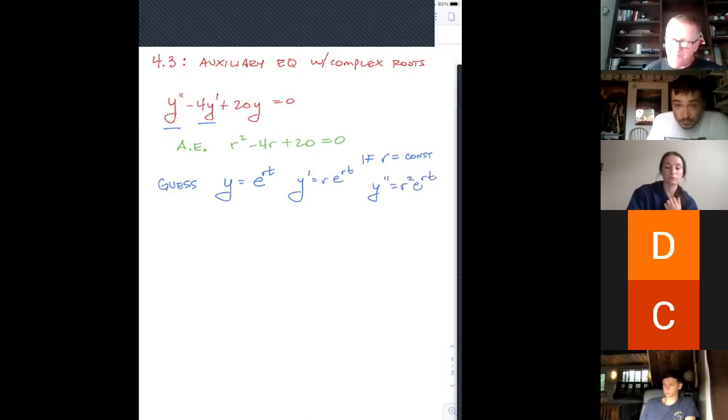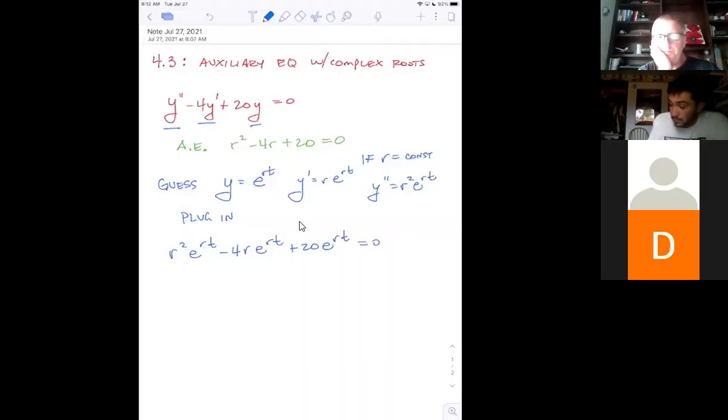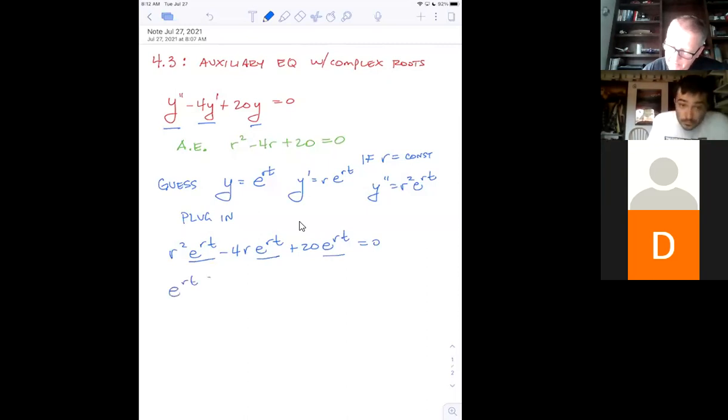And then we just plugged it back in to see if it was equal to 0. So y double prime was r squared e to the rt minus 4 times y prime, which would be minus 4r e to the rt, and then plus 20 times the y term, the function we actually guessed, e to the rt. And we said, is that equal to 0? What we noticed is, well, it would be. Notice every one of these terms has an e to the rt in it. So I can factor that out, and it leaves r squared minus 4r plus 20.